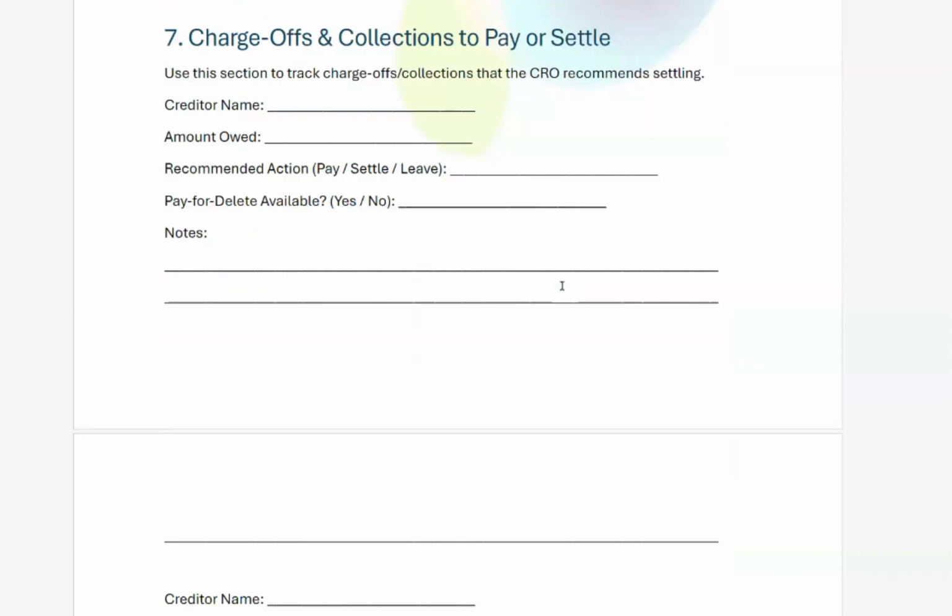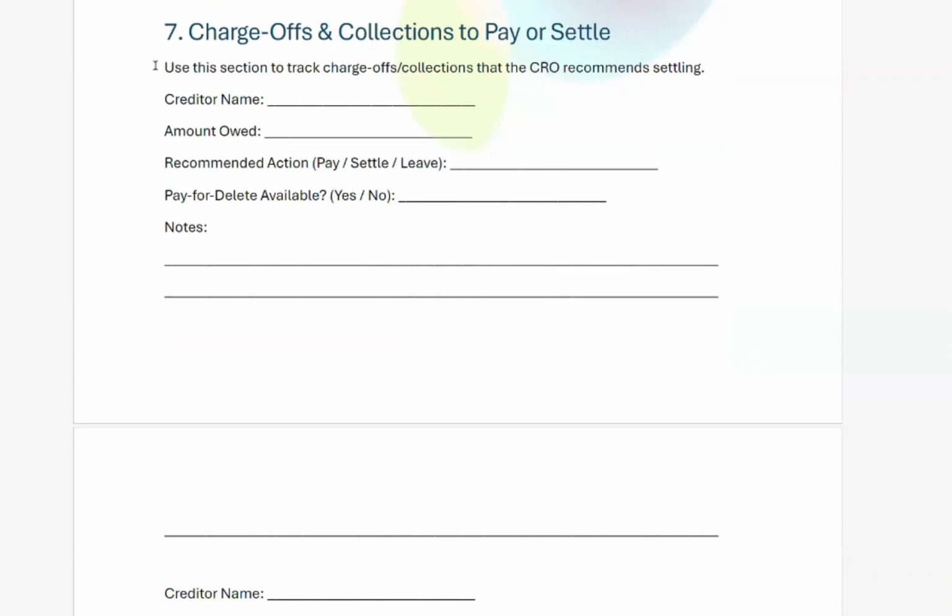Charge-offs and collections. So this is where you're going to want to just list out the different things. What charge-offs and collections are you going to pay or settle? I would write down the names, what's owed, the recommended action for it. Do you want them to pay it? Do you want them to settle it? Do you want them to leave it alone? You know, you need to make those decisions.